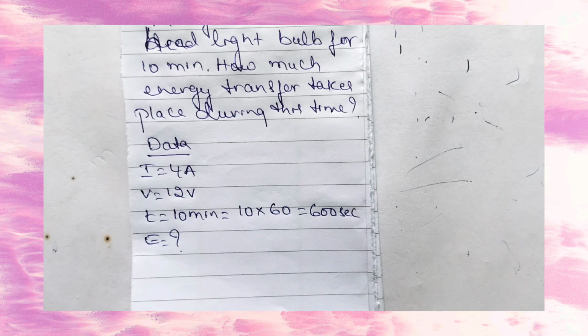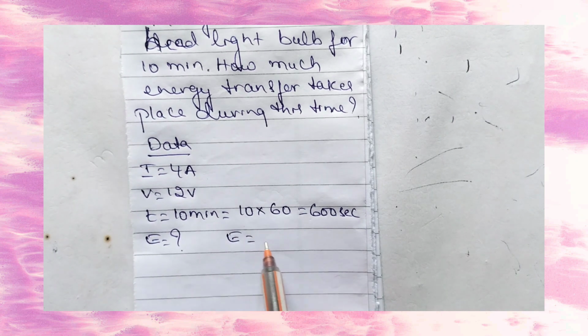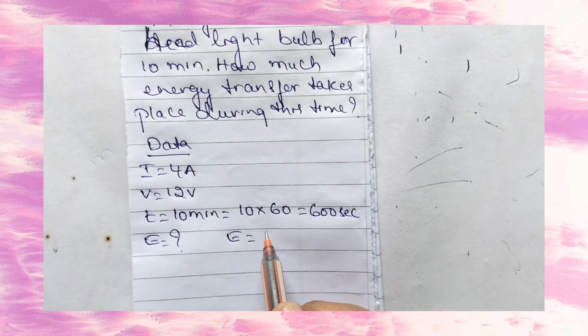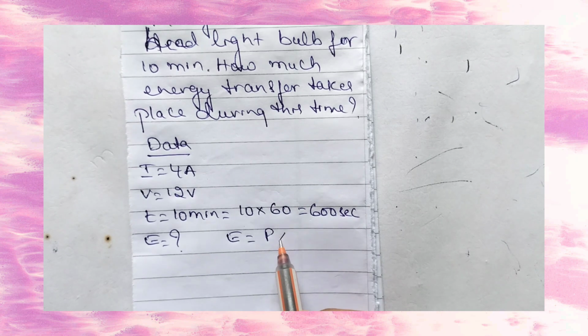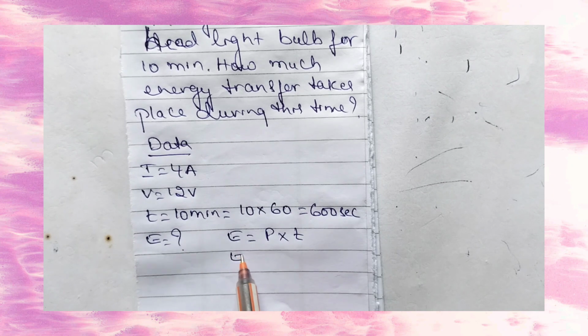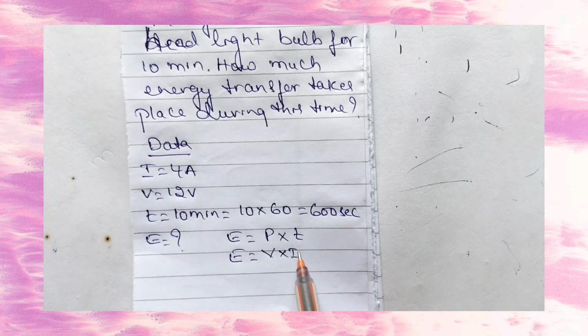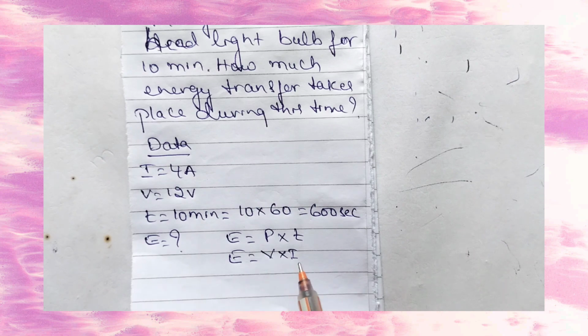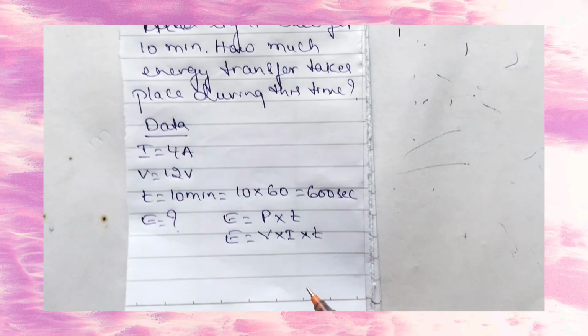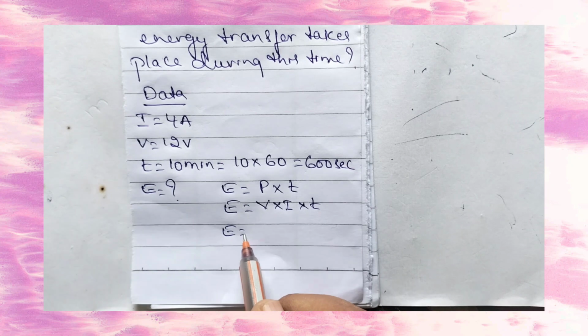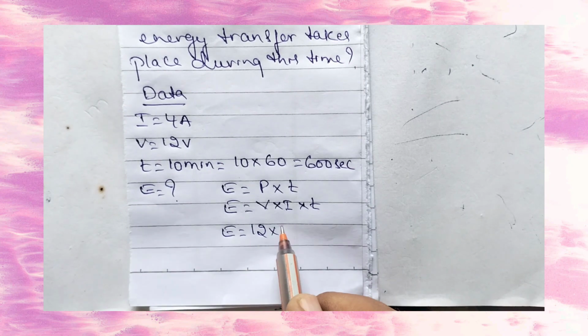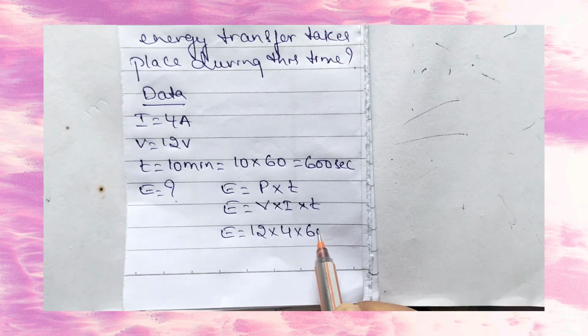Let us find out how much energy has been transferred. So here E is equal to P into T, which is given. In place of P, put V into I, because P is equal to VI into T. So energy consumed is equal to 12 into current 4 into 600.